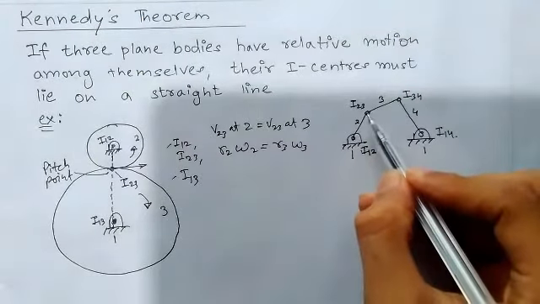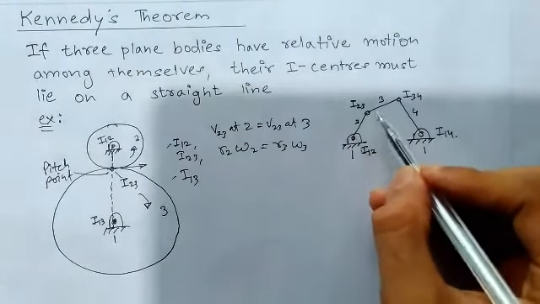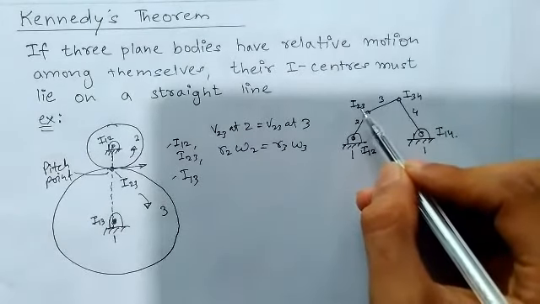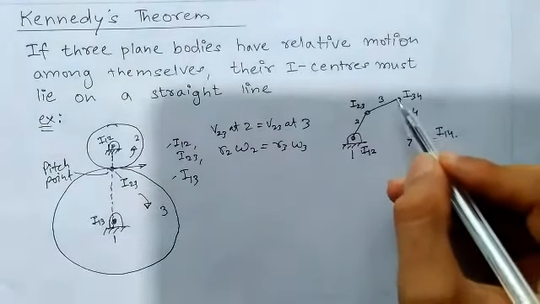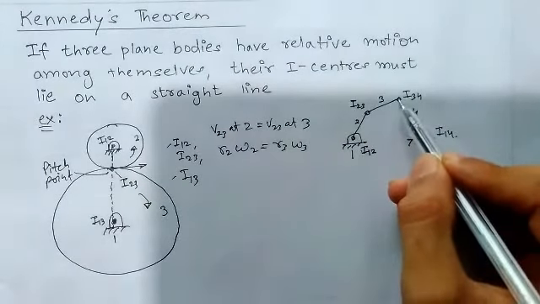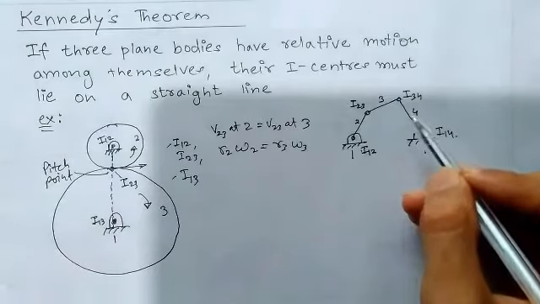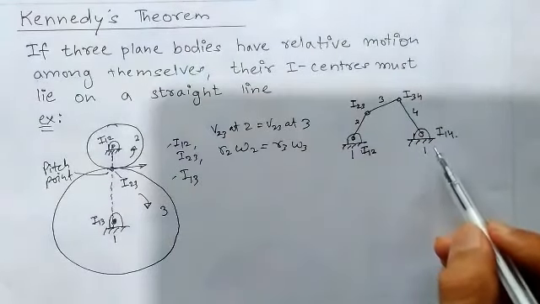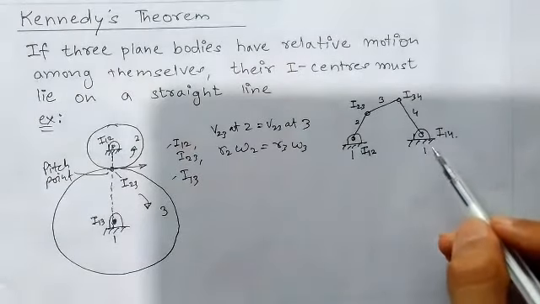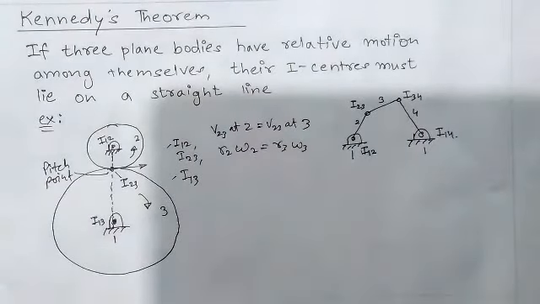I23 simply means that this is the center of pure rotation of link 3 when body 2 is fixed. Similarly, I34 means link 4 will have pure rotational motion about this point when link 3 is fixed, and I14 means link 4 will have pure rotational motion when link 1 is fixed, which is fixed in this mechanism.